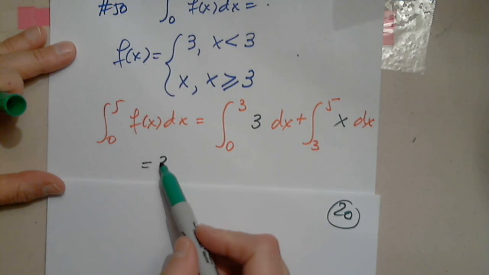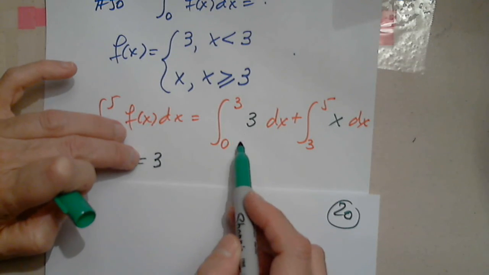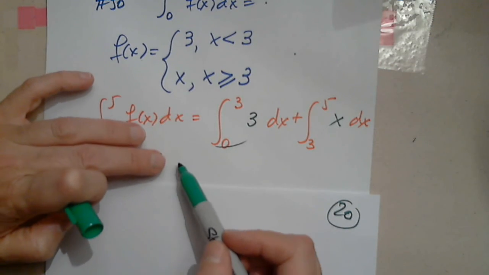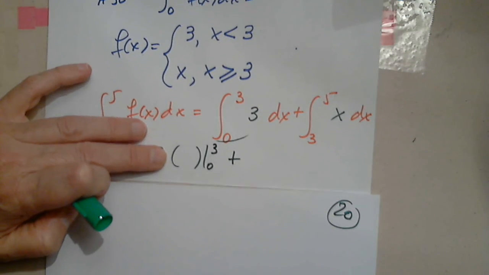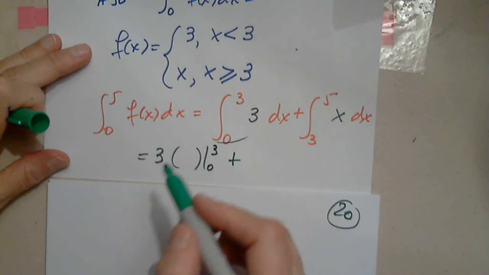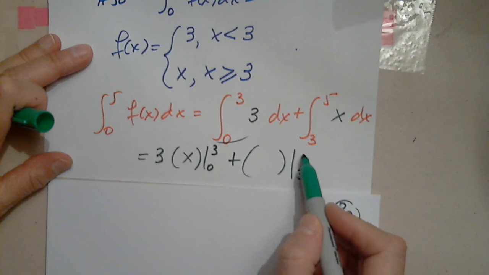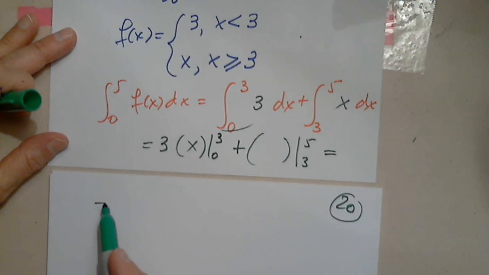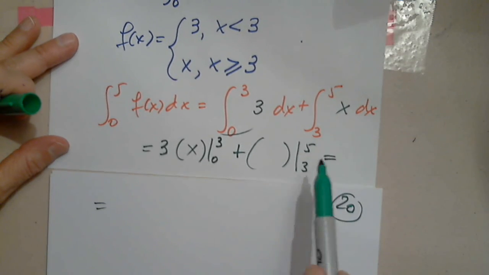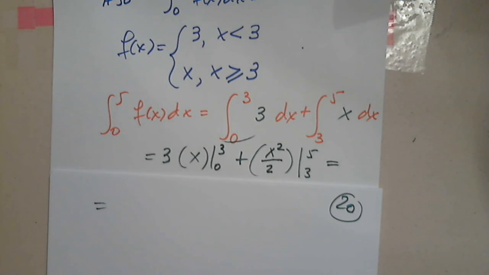Okay, so which function prime is 1? Because I take 3 in front, I'm allowed to as a constant. So then 1. Which function prime is 1? And that will be evaluated from 0 to 3. x. Very good. And then here, which function prime is x? And that will be evaluated from 3 to 5. Remember, we increase the power by 1, and we divide by that result. 1/2 x squared. Very good, awesome.